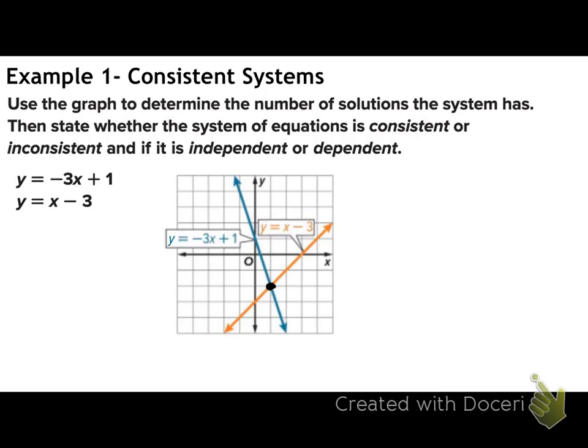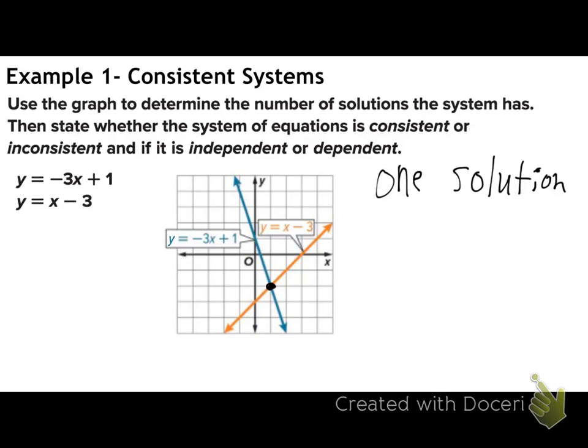If they were the same line, there would be an infinite number of solutions. If they were parallel, there would be no solution. Does everyone understand that if they intersect at one point, they just have one solution? Okay? So, determine the number of solutions the system has. That'll be our first answer. One solution. Because they intersect at one point, this is the only ordered pair that's going to satisfy both equations. It's going to make both equations true. I answered the first question it wants us to do.